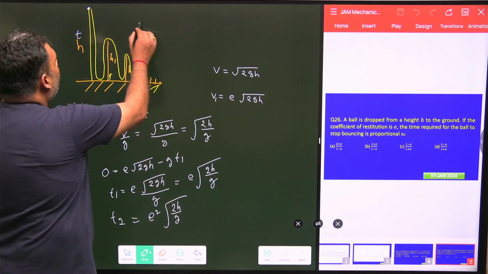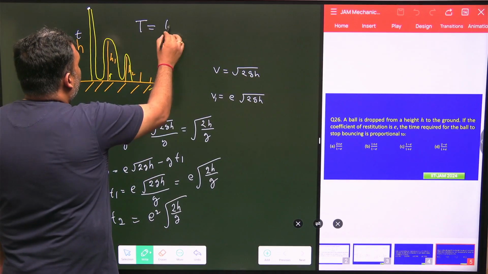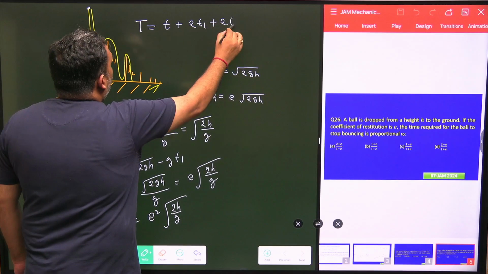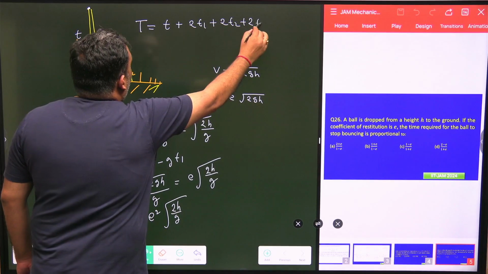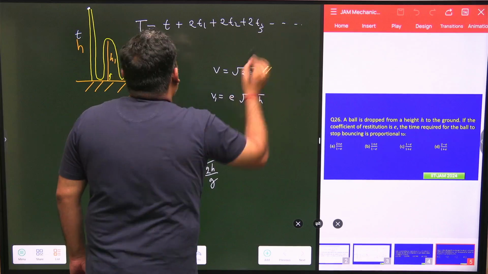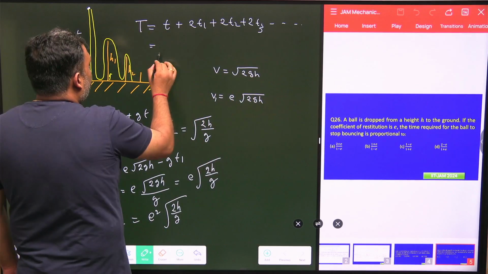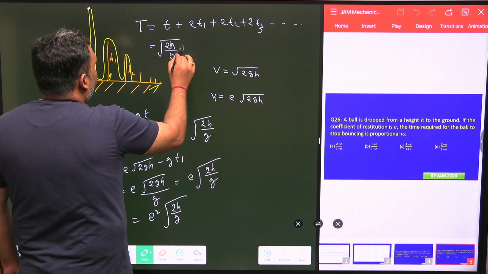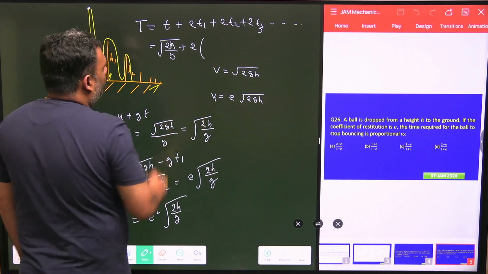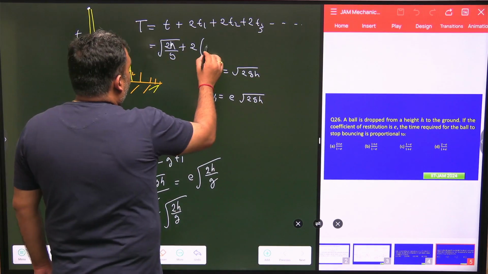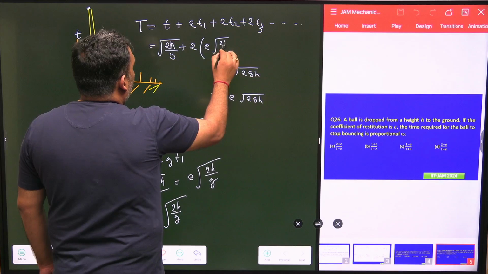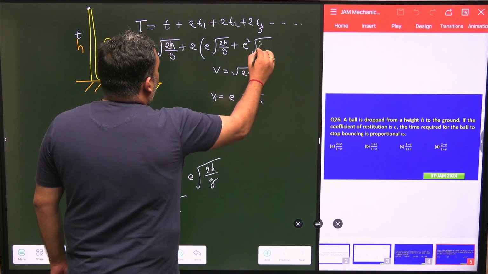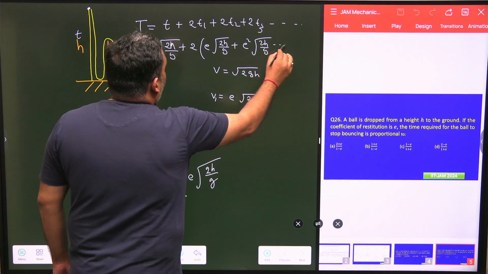So what will be the total time T? The total time T is t plus 2 times t1 plus 2 times t2 plus 2 times t3 and so on. And what will be this value? This T is equal to root 2h upon g, plus I can take 2 common, and we have e times root 2h upon g, plus e square times root 2h upon g, and so on.